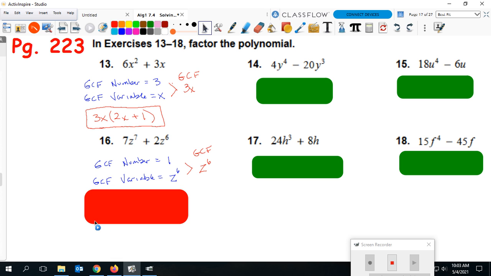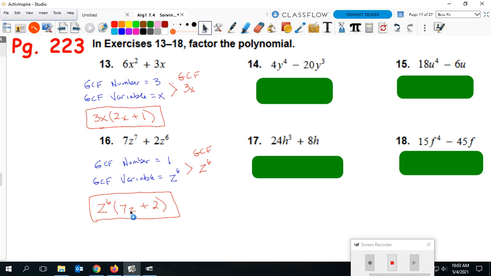What will be left in here will be the 7 and the z, because there's still 1 z left. As you took only 6 out, there's still 1 left there. And if you multiply this back, you'll get this term. And on this one, you took all the z's out, but you're left with the 2 still there. And if you multiply z to the 6th times the 2, you're going to get 2z to the 6th.